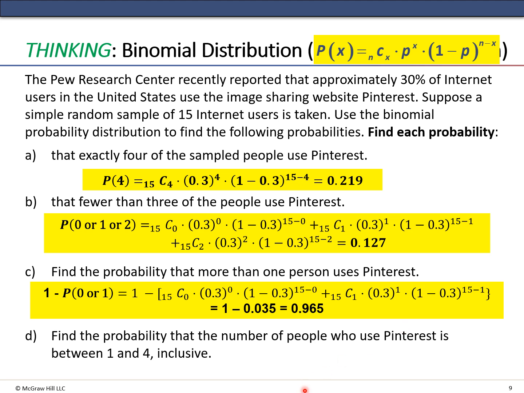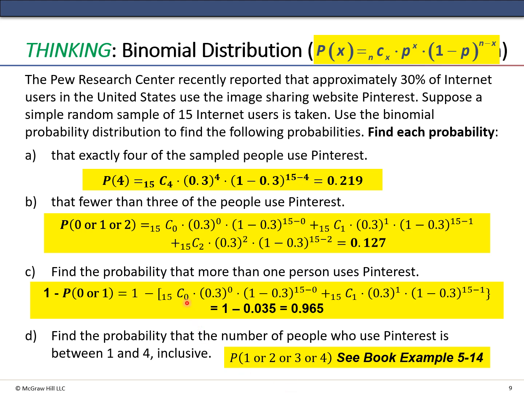Lastly, we have find the probability that the number of people who use Pinterest is between 1 and 4 inclusive. So this is the probability of 1 plus the probability of 0. Wait, I'm sorry, no, not 0. Probability of 1, 2, 3, and 4. Inclusive means we include 1 and 4. So we're going to, again, do all of those probabilities, and evidently I ran out of space here, so you can see this worked out in the book, but it's really the same thing. We've seen all of these except for the probability of 3. We've got 1 here, we've got 2 here, we've got 4 here, and you could calculate the probability of 3.